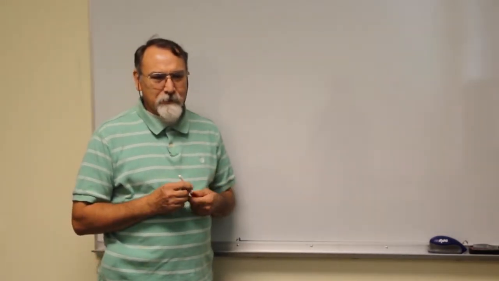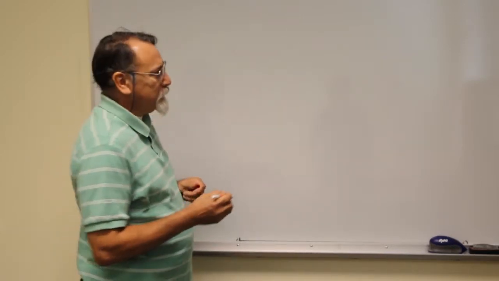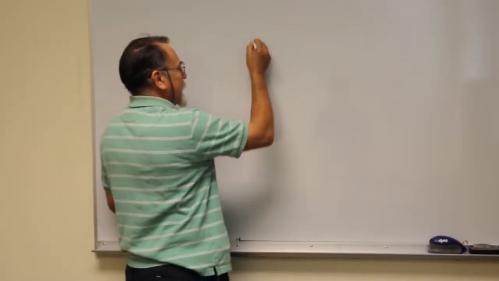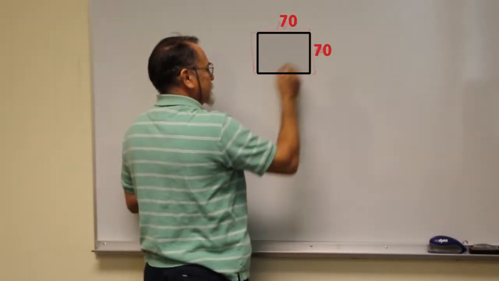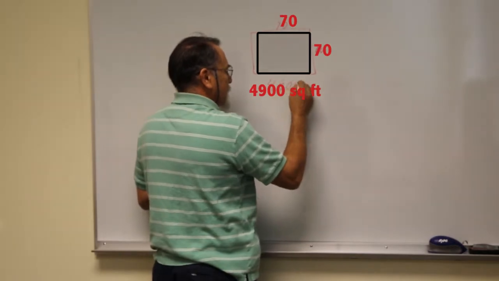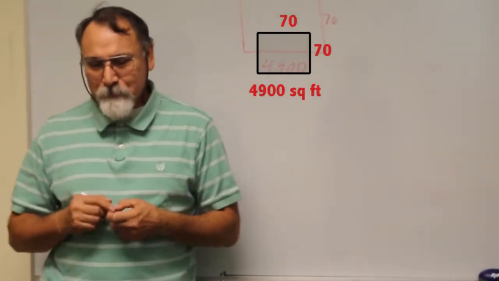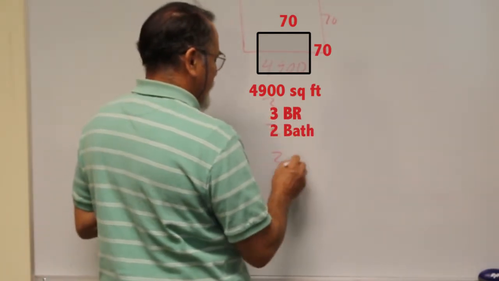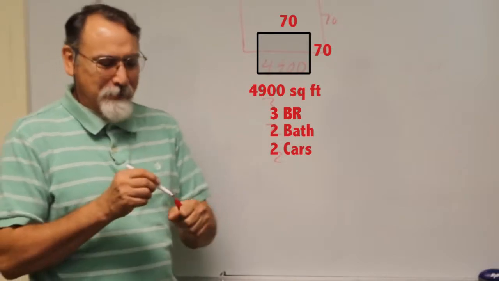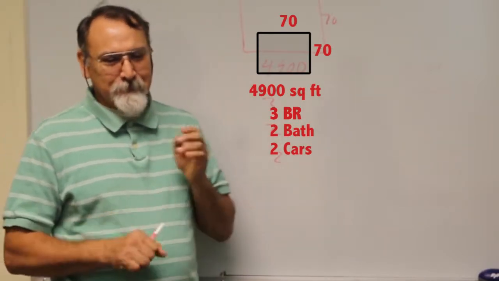And as the discussion goes on, you're visualizing a house that's 70 feet by 70 feet. Okay? And as you're talking to the customer, you're talking about a 3-bedroom, 2-bath, 2-car garage type scenario. So in your mind, you're saying, oh man, this is going to be a slam dunk. You're sitting there counting the dollar bills that you're going to make.